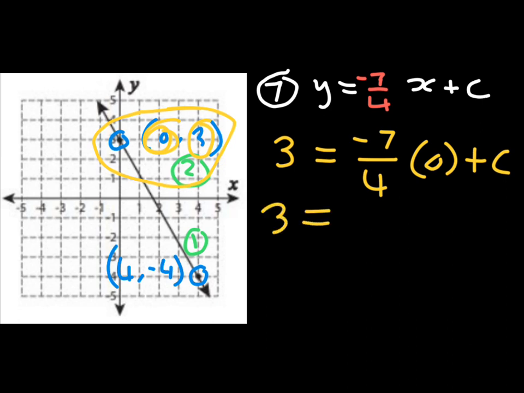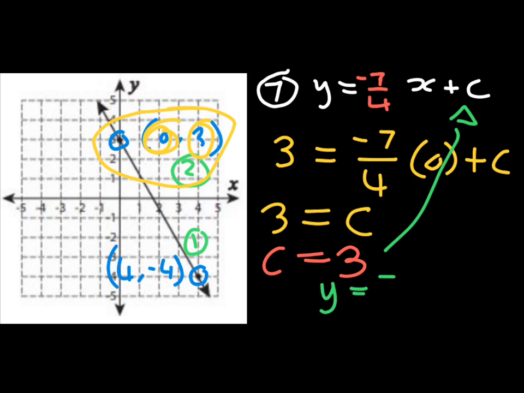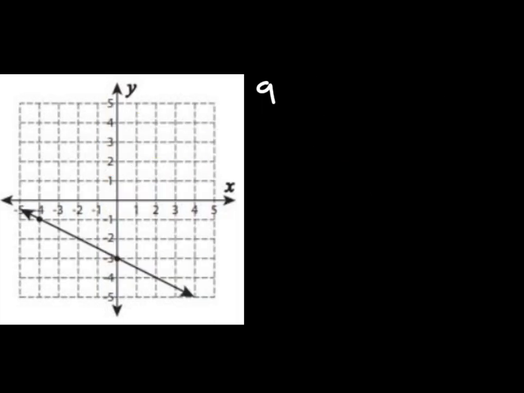3 is equal to, now minus 7 over 4 times 0 is just 0, so we can leave that out, and then we drop the c. Therefore, we've got that c equals 3. We substitute this back into our equation, and we get that y equals minus 7 over 4x plus 3. And we are finished with question number 7.